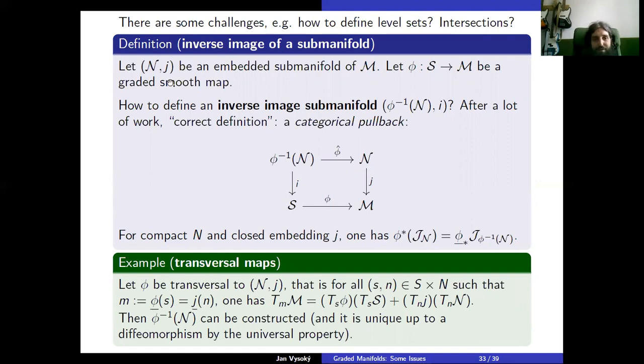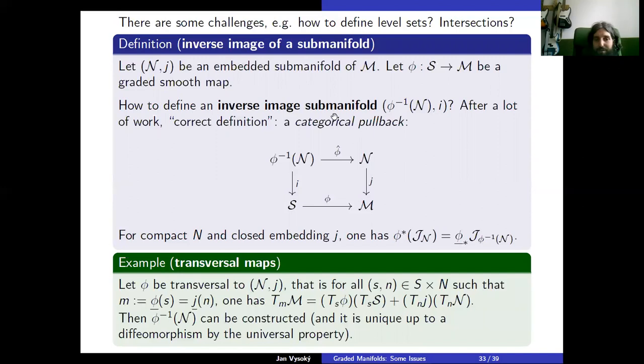First, how to define an inverse image of a submanifold. What I mean by it is that I start with some embedded submanifold N of M, and I start with a graded smooth map from some graded manifold S to M. And because N is a submanifold of M, I would like to have something like an inverse image of my graded submanifold N in S. So some submanifold in S, which will be an inverse image of my N using phi. And of course, you cannot define it straightforwardly because curly S, curly M, curly N are not sets, right? So it's not that easy. So how to define it?